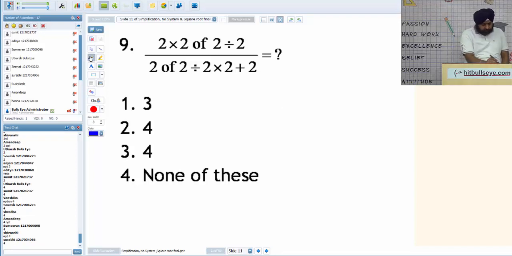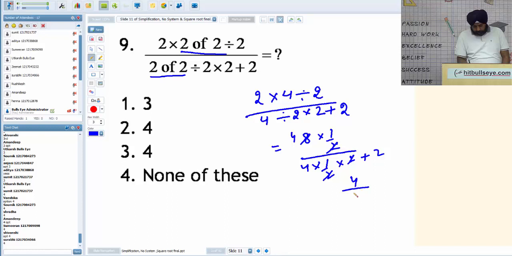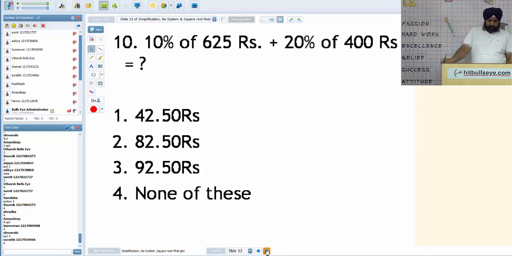So first we'll solve of. So 2 into 4 divided by 2. 2 of 2 we will solve first. 4 divided by 2 into 2 plus 2. So in the numerator we get 8 by 2, and in the denominator, the numerator is 4, the denominator is 4 plus 2, 6, so it's 2 by 3. All of you are absolutely correct, hence the fourth option is the answer. Move on to the next question.